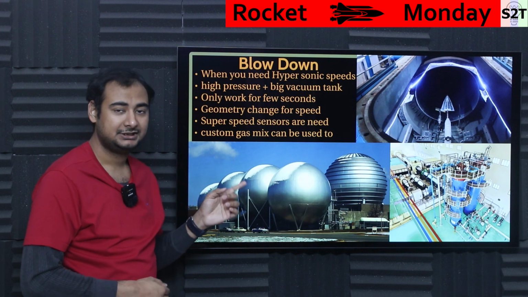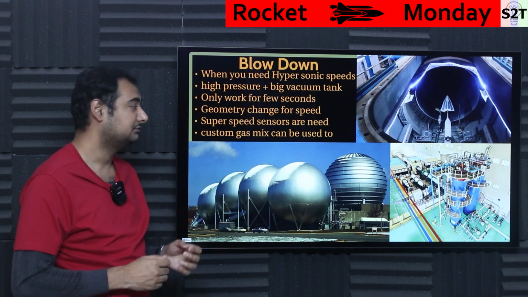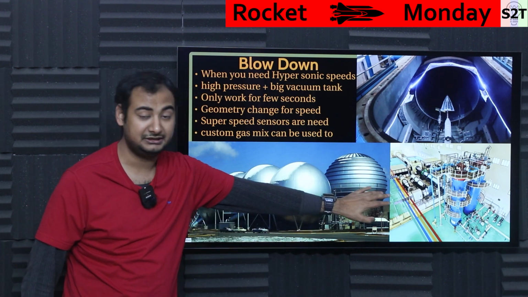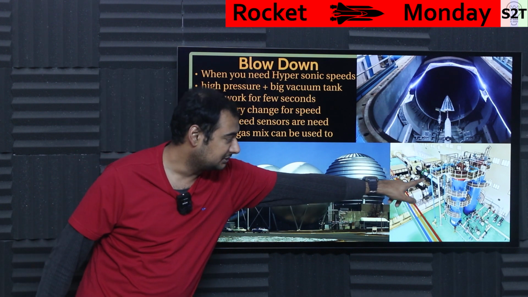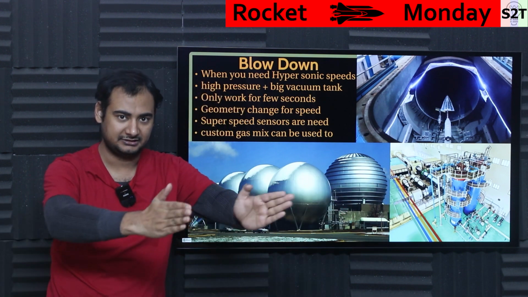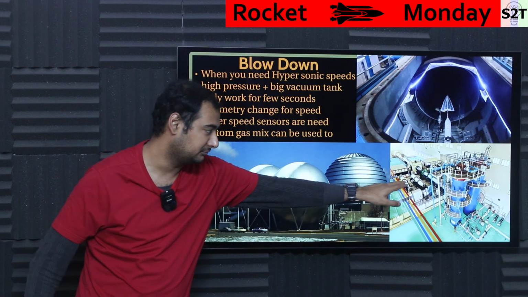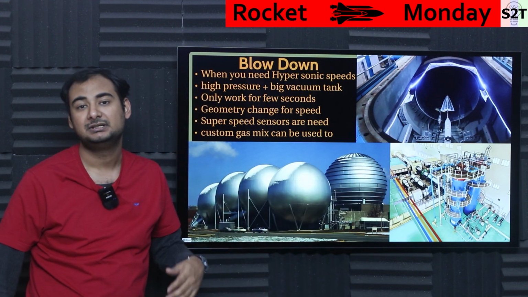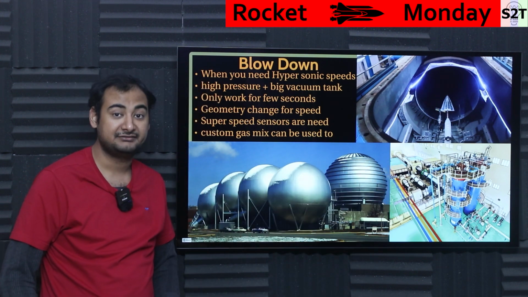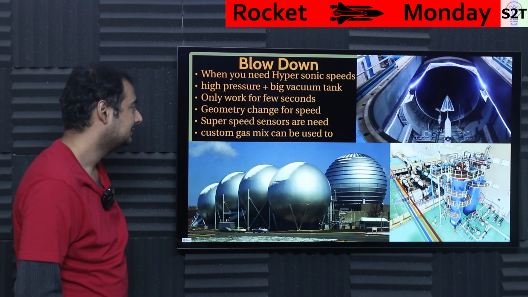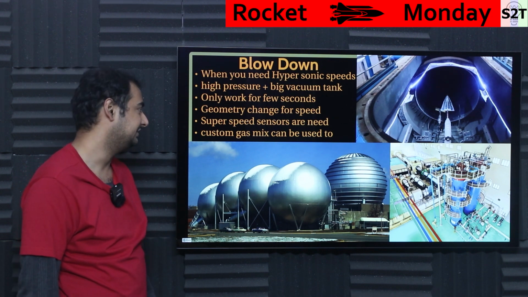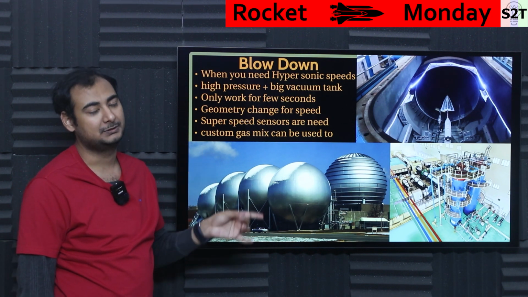So at that point in time, you just get a pulse, and then you will change the geometry, meaning in this, a Indian DRDO design, you can see there are multiple test chambers. They will open that rail, they will slide in a different chamber. Again, one could be for Mach 2, one could be Mach 3, one could be Mach 1.5 or maybe even Mach 4 if they need to. So you change the geometry to achieve the speed you desire, and you need super speed sensors.